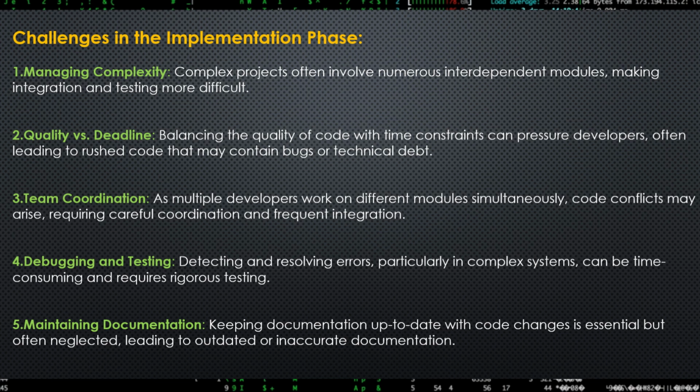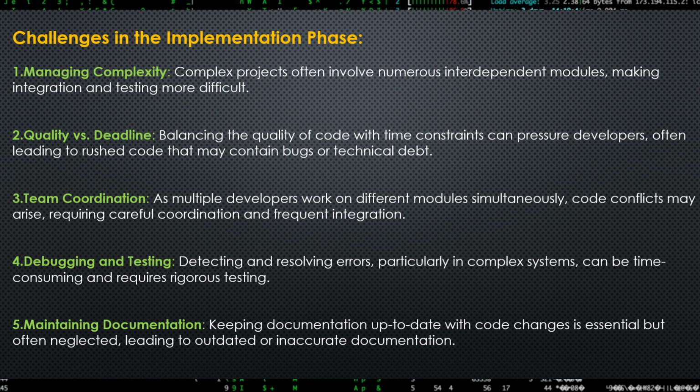2. Quality versus deadline. Developers often face pressure to meet tight deadlines, which can result in trade-offs between writing high-quality code and rushing to deliver on time. Prioritizing key features, using agile methodologies, for example, iterative development, and focusing on continuous improvement can help maintain a balance between speed and quality. Early testing and frequent code reviews also help prevent long-term technical debt.